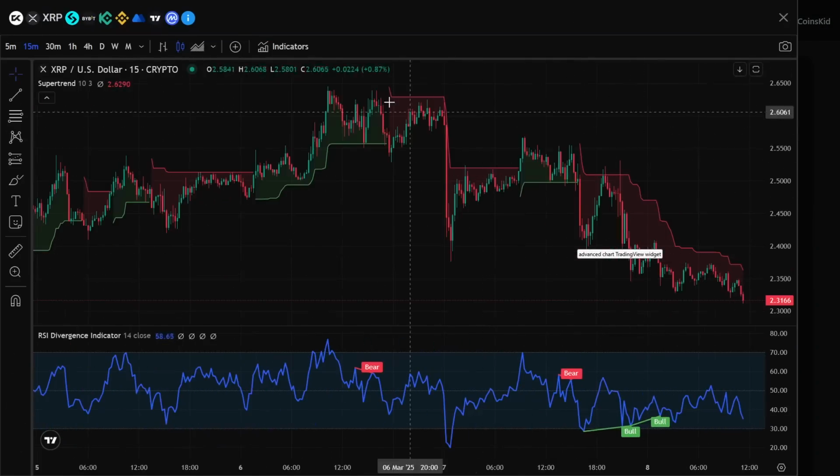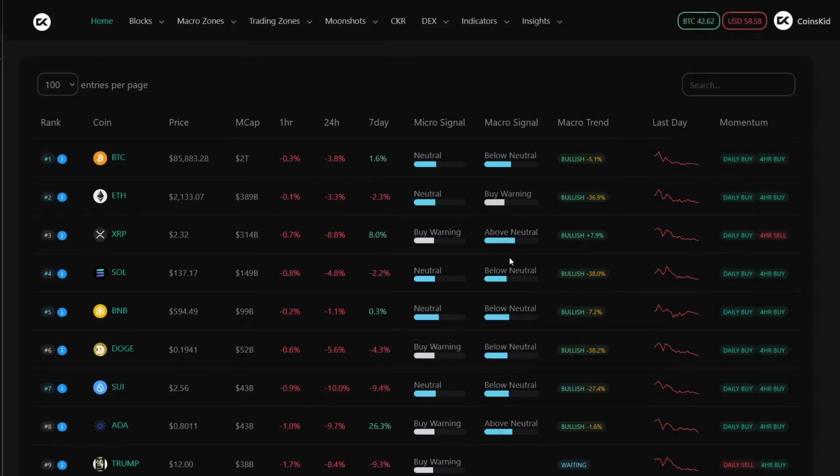On XRP, if we take a look on the 15-minute time frame, it was all the way up here, creating this bearish divergence and boom, boom, boom. This has come down the stairs. So a nice little short right there that I relayed to you, and it was the micro signal that was giving us that warning.